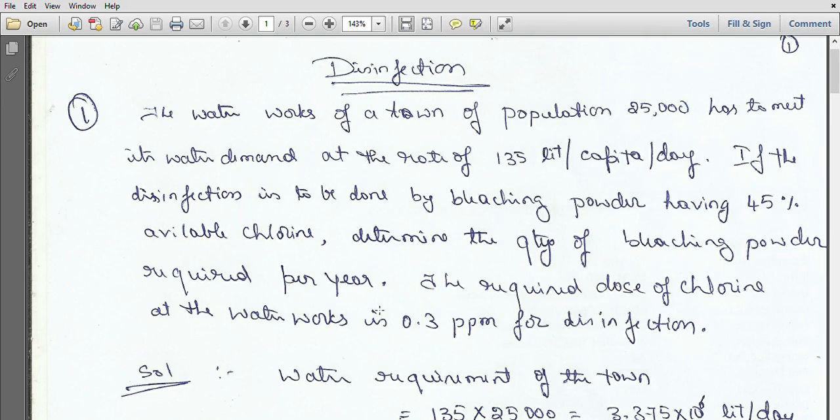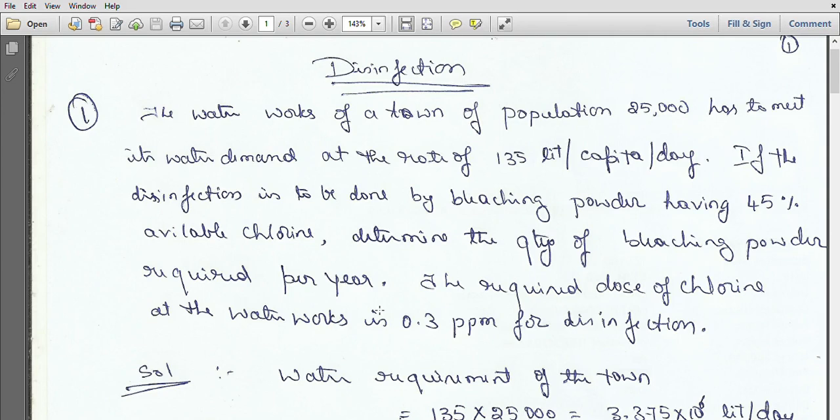The required dosage of chlorine at waterworks is 0.3 ppm for disinfection. So this is the problem.